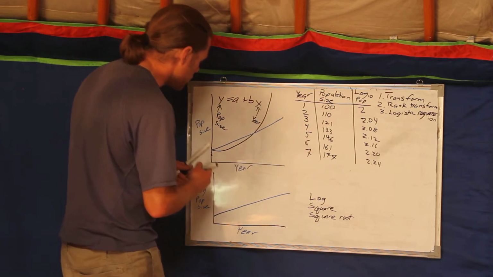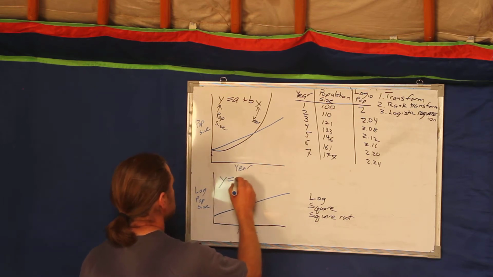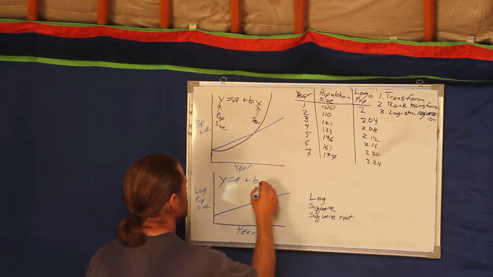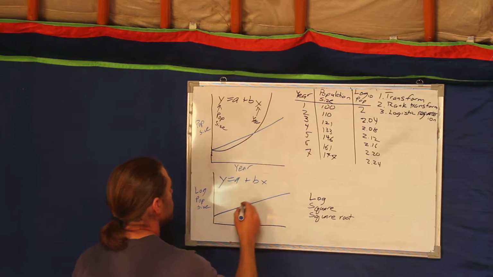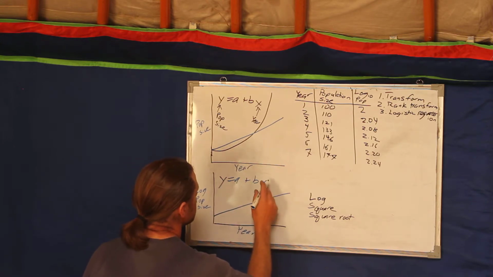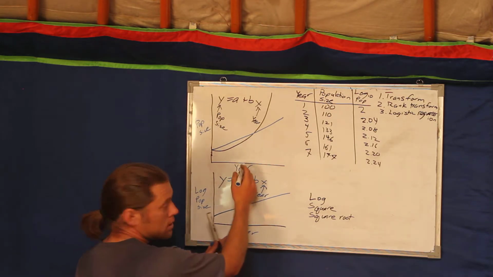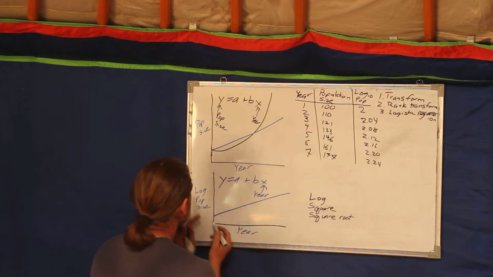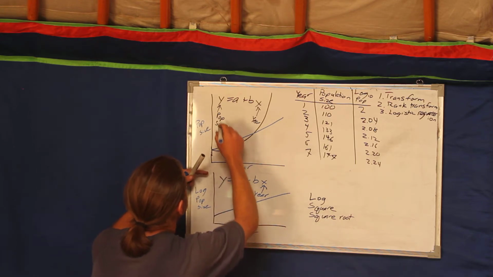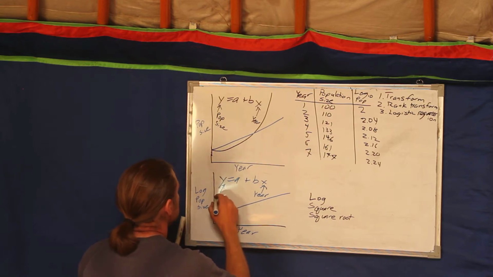Down here, you still have the equation. It's still a linear regression. But now, this is still year, the x-axis is still year. This is year and this is year. The x-axis hasn't changed. What has changed is the y-axis. Y is no longer population size, it's the log population size.